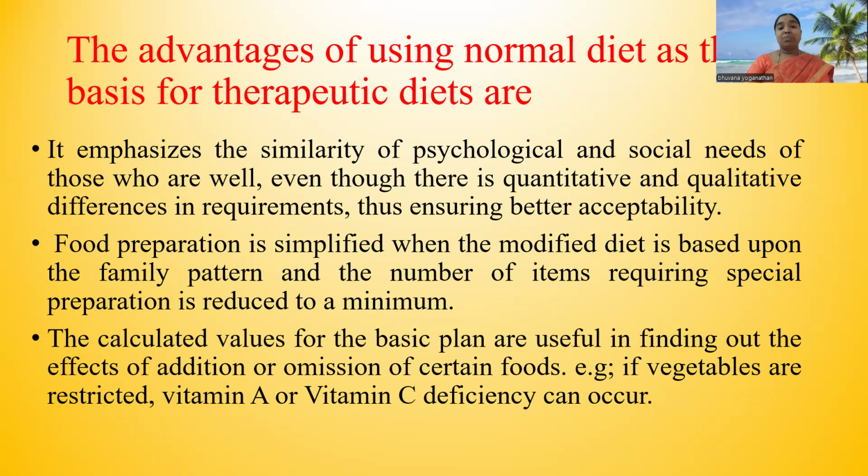Calculated values added to the basic plan are useful in finding out the effect of addition or omission of certain foods. For example, if vegetables are restricted, vitamin A or C deficiency may occur.